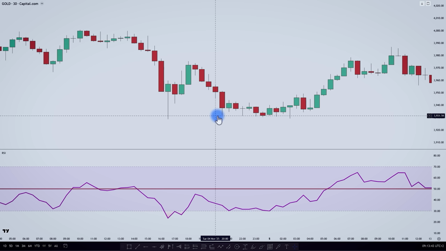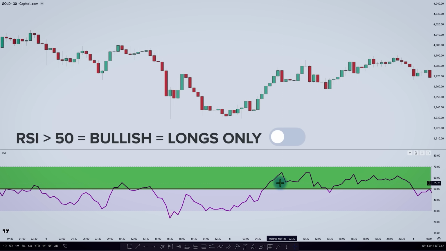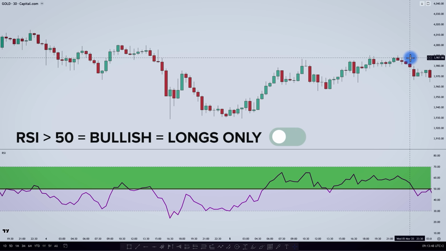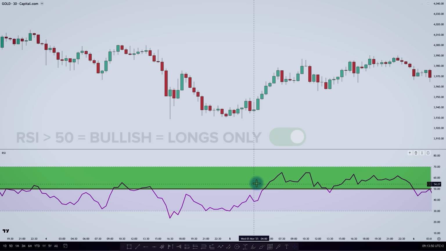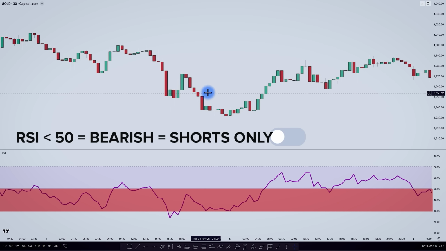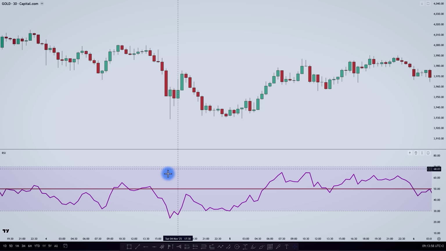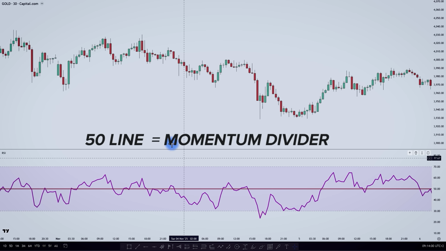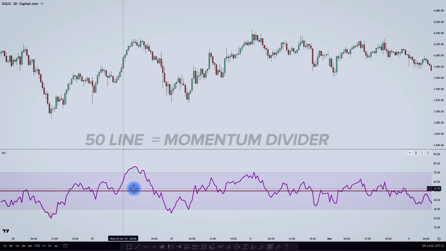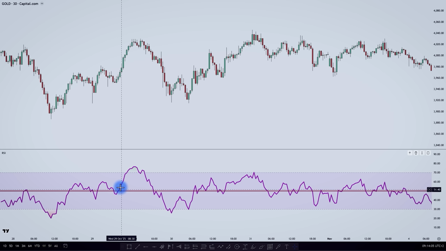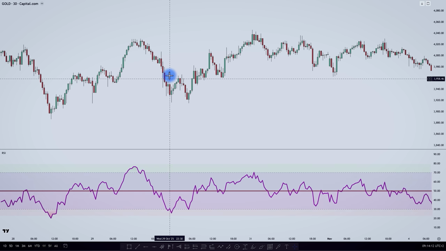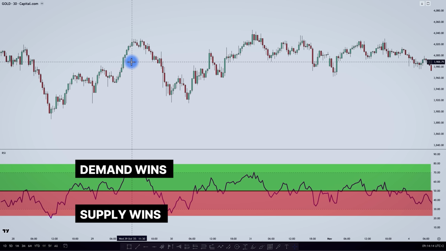But here's what I do instead. RSI above 50 equals bullish momentum, so I only look for buy trades. RSI below 50 equals bearish momentum. I only look for shorts. The 50 line isn't just a number, it's the momentum divider. Watch this with me. Every time RSI crossed above 50 here, price rallied. Every time it crossed below 50, price dropped. The 50 line literally tells you which team is winning, supply or demand.